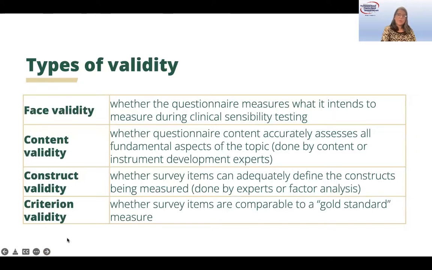In terms of validity, when you are developing a questionnaire, you can also assess different types of validity. Face validity is whether the questionnaire measures what it intends to measure. Content validity is whether the content accurately assesses all fundamental aspects of the topic, and it's usually done by content experts or instrument development experts. The same with construct validity. You want to know if the survey items can adequately define the constructs being measured. And then finally, criterion validity, whether the survey items are comparable to a gold standard measure. So those are the types of validity that you could be assessing when developing a new questionnaire.